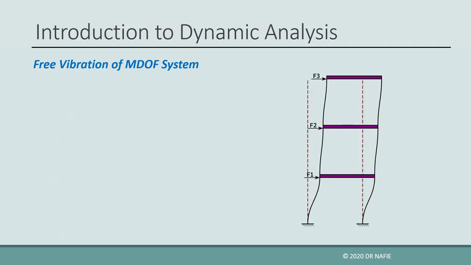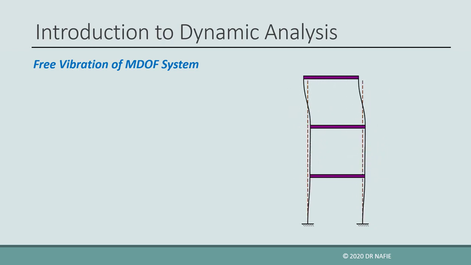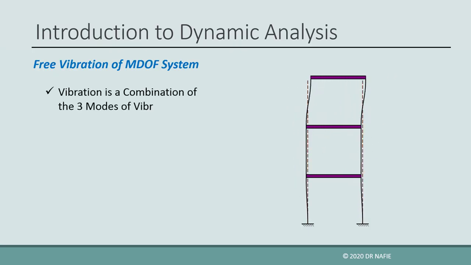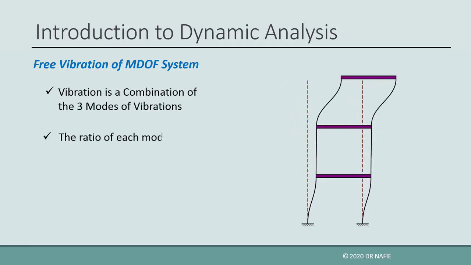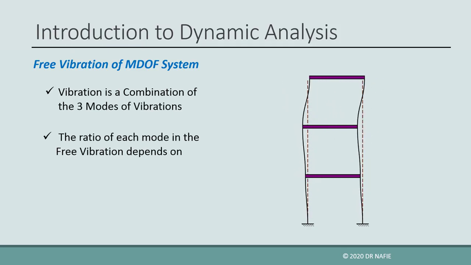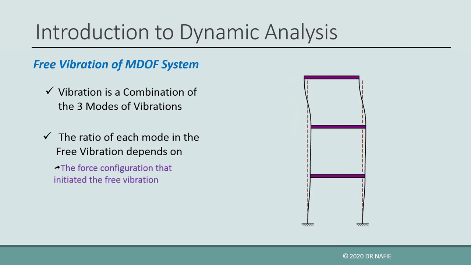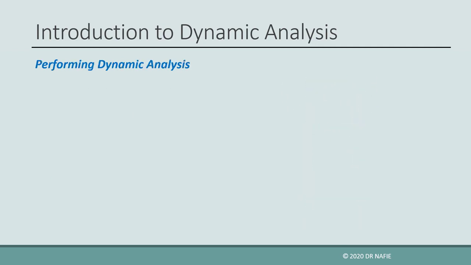If the 3-story shear frame is subjected to a system of forces, and then the forces are suddenly released, the free vibration of the frame will be a combination of the 3 natural modes of vibration. The ratio of each mode in the free vibration motion will depend on the force configuration that initiated the free vibration. So how do we perform dynamic analysis?